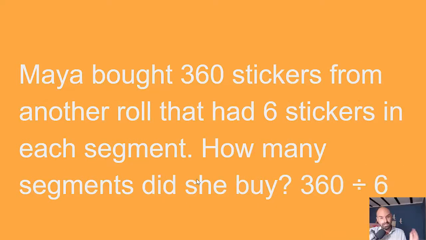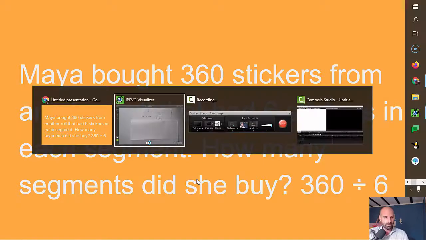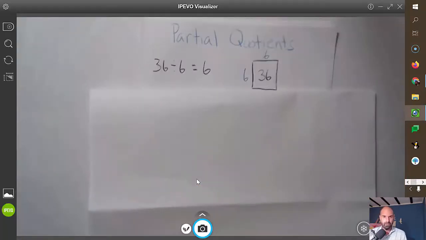Maya bought 360 stickers from another roll that had 6 stickers in each segment. How many segments did she buy? So this one is 360 divided by 6. Again, we do always want to use some of that work that we've already done. Pause it and solve it.